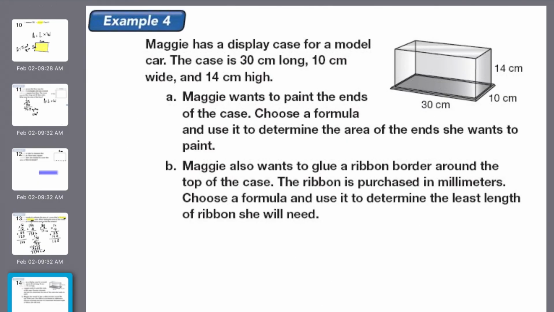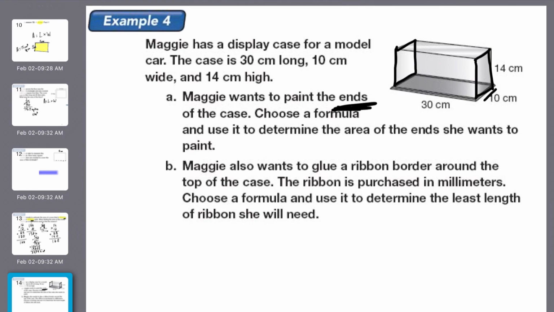Maggie has a display case for a model car. The case is 30 centimeters long, 10 centimeters wide, and 14 centimeters high. Maggie wants to paint the ends of the case. Choose a formula and use it to determine the area of the ends she wants to paint. So she wants to paint the ends of the case. That means I need to look at this area would be an end, and this area would be an end.